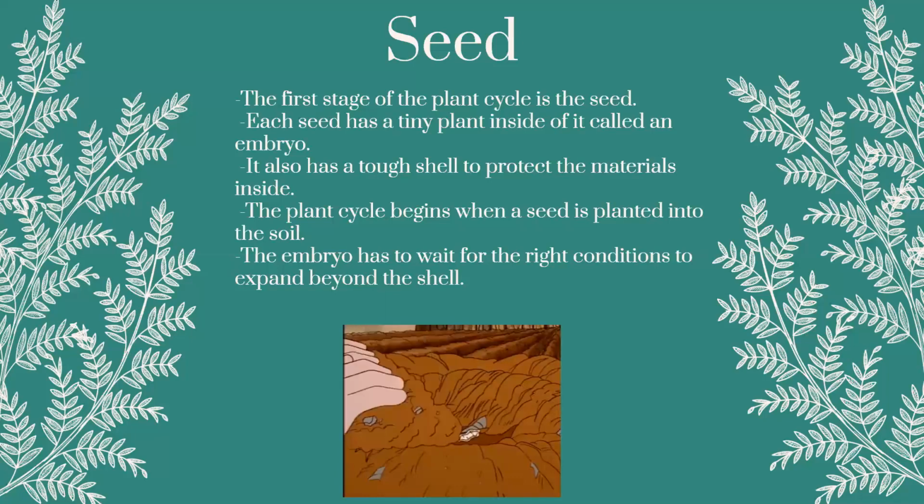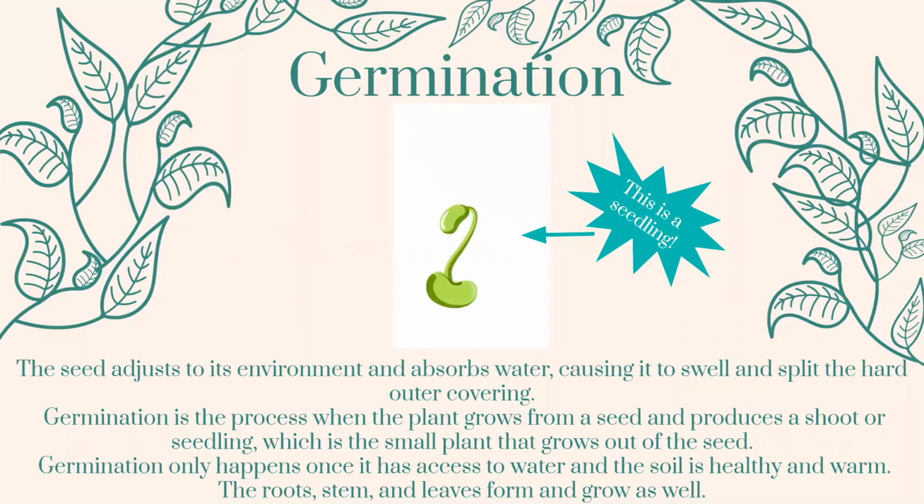The next stage is called germination. This is when the conditions are right, the embryo will grow beyond its shell. The embryo absorbs water and it swells up, splitting the hard outer covering. Germination refers to when a small seedling or shoot comes out of the seed. The roots, stem, and beginning leaves also form in this stage.